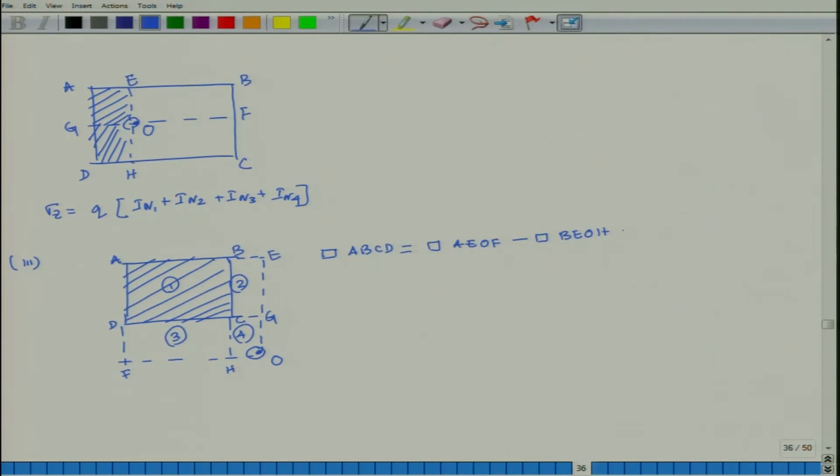So, minus D, G, O, F, then plus C, G, minus D, G, O, F, plus C, G, O, H.